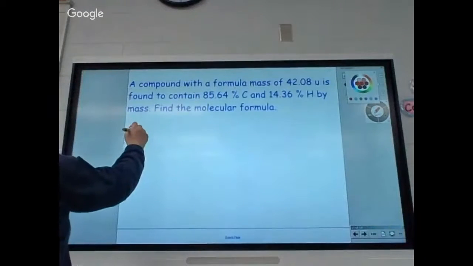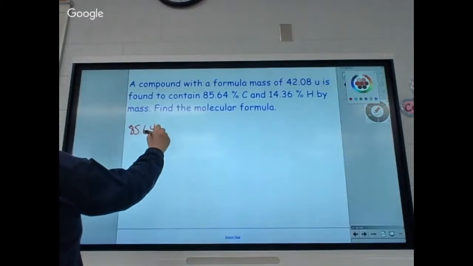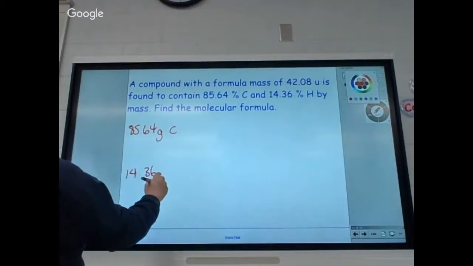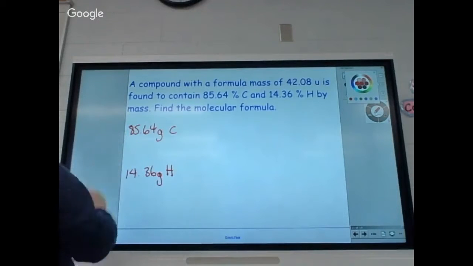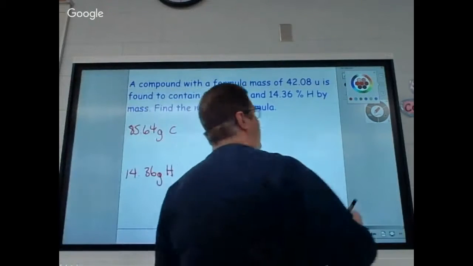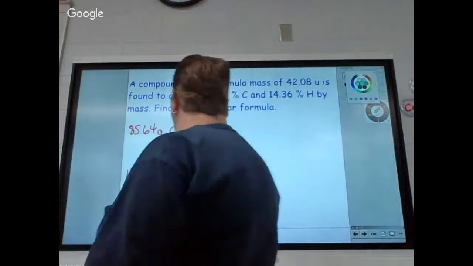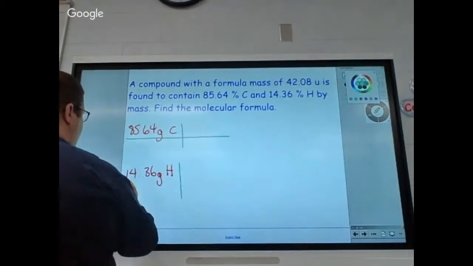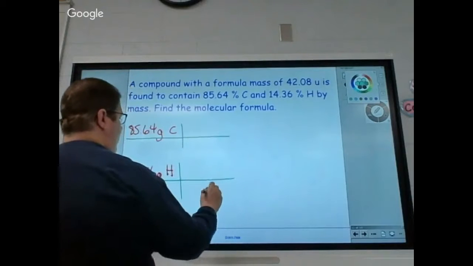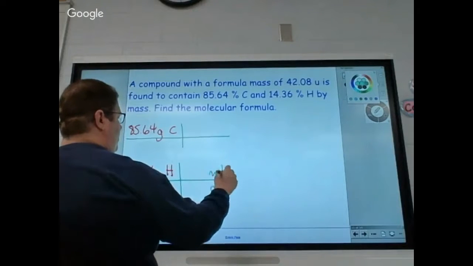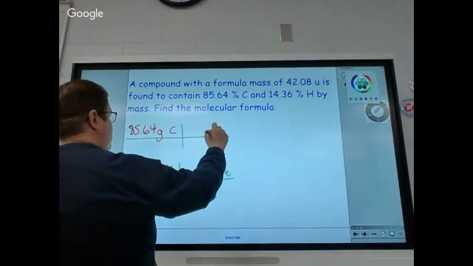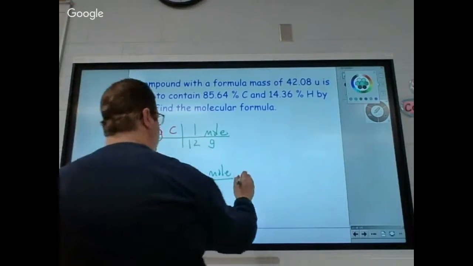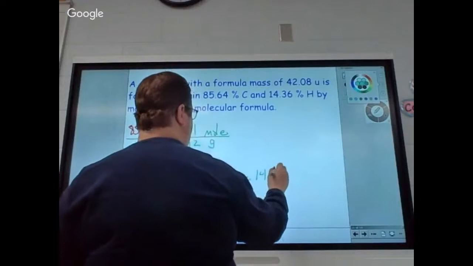So 85.64 grams of carbon and 14.36 grams of hydrogen. All right, and what are we doing with it once we have it changed to grams? Converting it to moles, okay? So grams to moles. 1 next to moles, 12, 1. We get 14.36 moles.